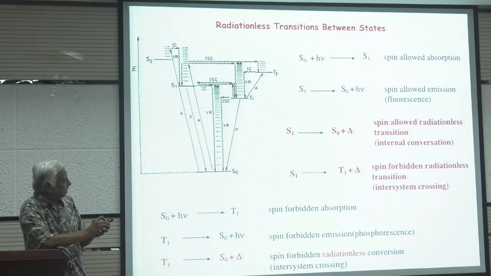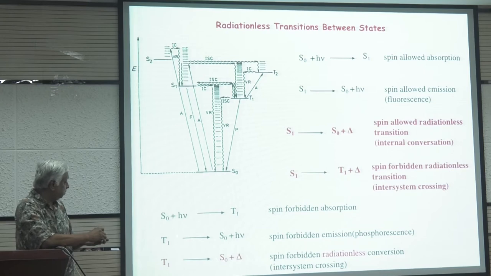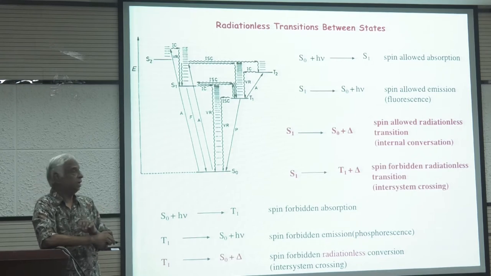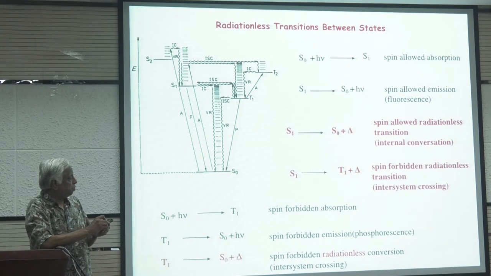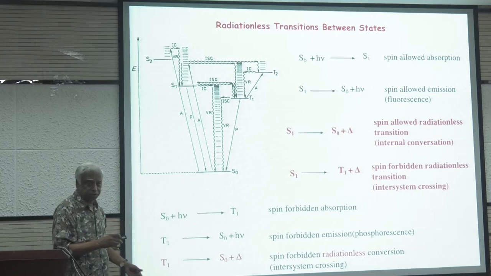So here, S0 absorbs light, it goes to S1. S1 comes back to S0 but gives out light, so both involve light. Similarly, T1 going to the ground state emits light. So these, 1, 2, and so on, are radiative. And here, S1 comes back to the same place, like this one goes to S0, this also goes to S0.